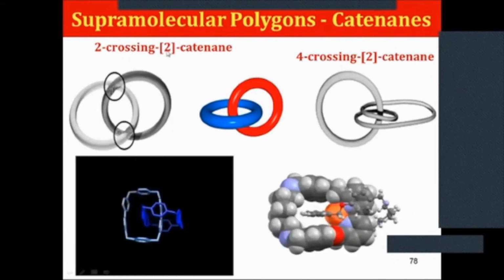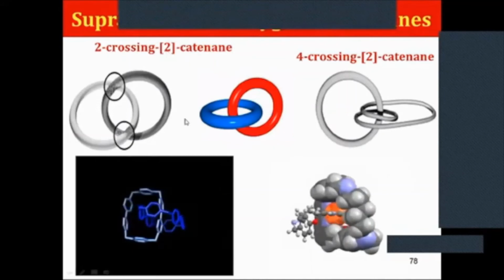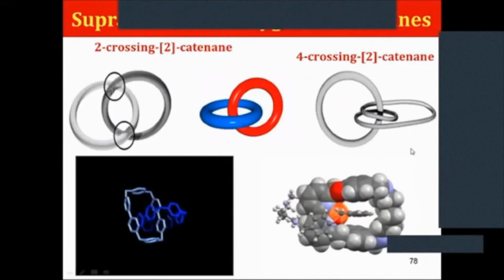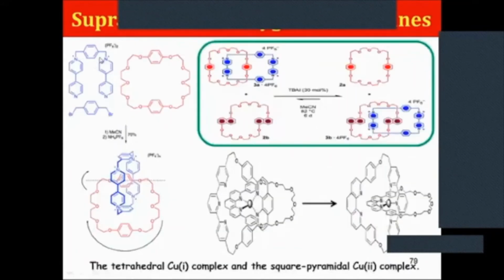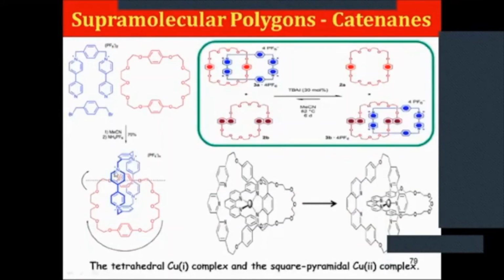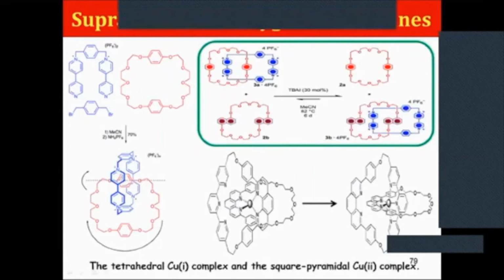But here it crosses 1, 2, 3, and 4, so four crossing two catenanes. So this is the example you can see here. These are all the structures, and the bipyridine reacts with the xylene dibromide to get a catenane structure. You can see here this example, this is called a molecular switch.